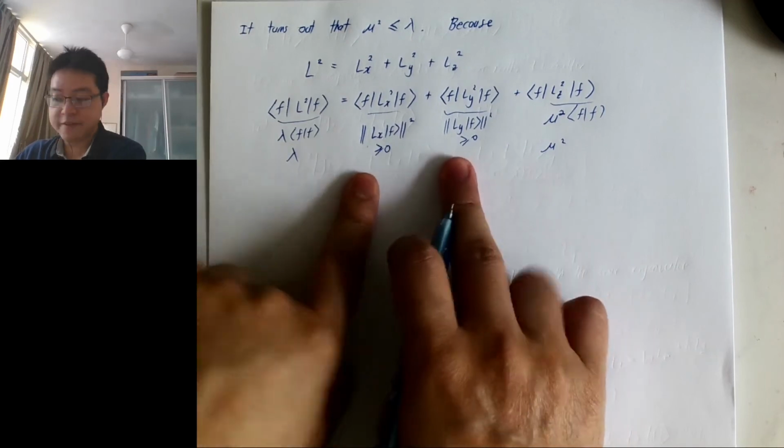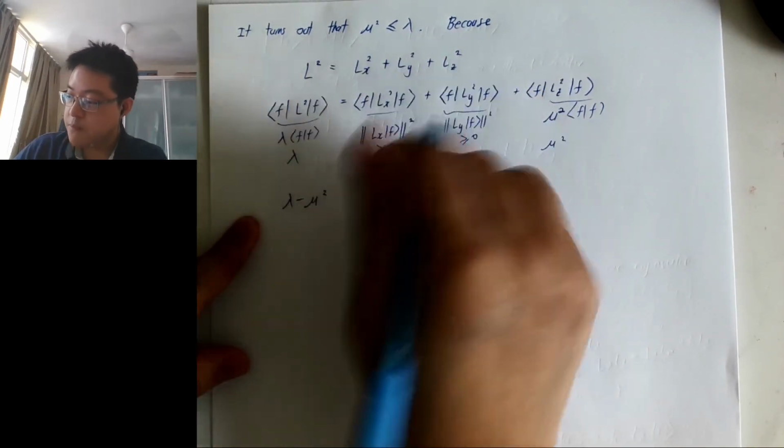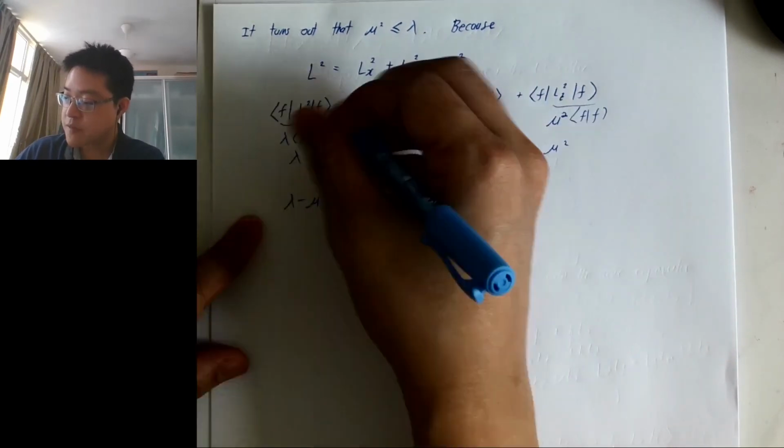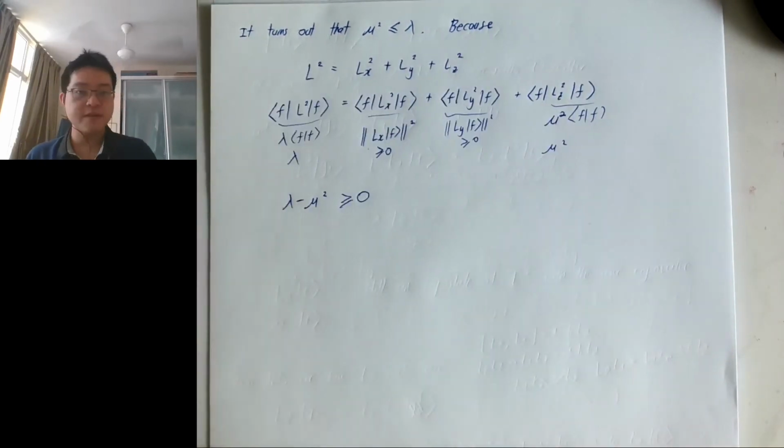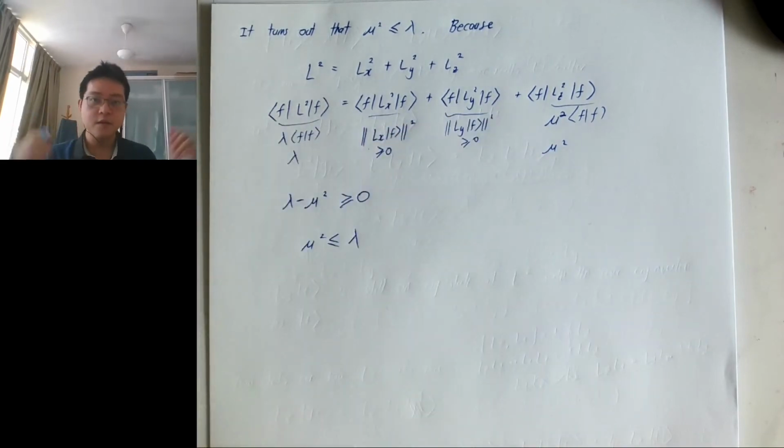For now, I got a positive number. So what we have here is mu lambda minus mu square, positive plus positive. If I bring this over, then it must be a positive number, so therefore mu squared must be less than or equal to lambda.